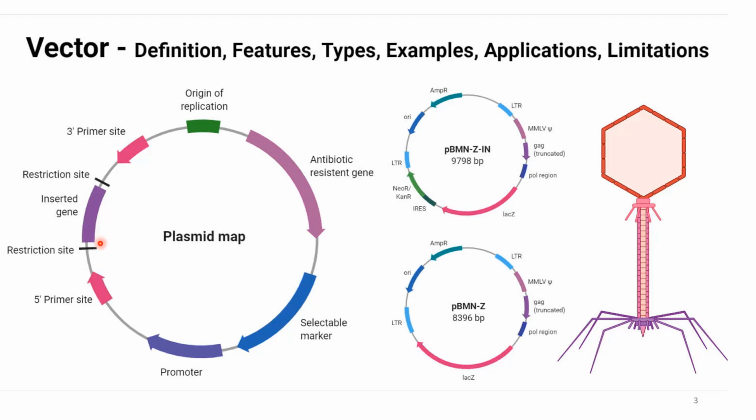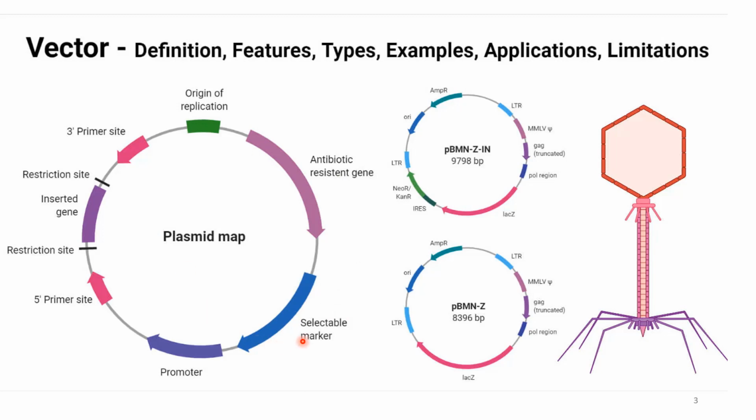The introduction of vectors into the host cells should be easy, which depends also on a number of factors. And in the case of the gene transfer process, it is important that the vector is capable of integrating itself or the recombinant DNA into the genome of the host cell. It is also important that the introduction of recombinant DNA into the vector does not affect the replication cycle of the vector as a whole.